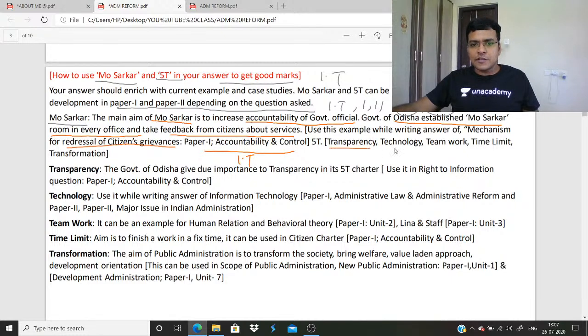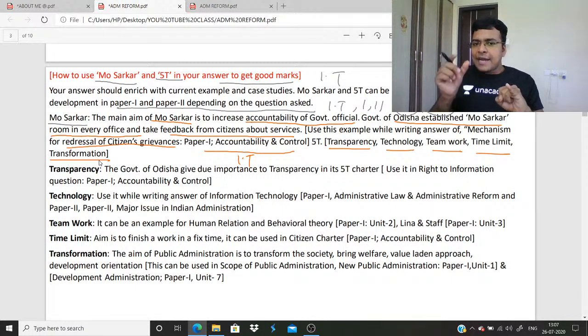So 5T is transparency, technology, teamwork, time limit and transformation. Just giving you the clue. IT has brought or increased transparency in government administration. You all know IT means technology. The Government of Odisha wants to use more IT and technology. IT promotes teamwork. For example, in every government office there is a WhatsApp group. What is the WhatsApp group? It is promoting teamwork. So IT helps in teamwork. Time limit is to finish a work in a proper time. This also IT helps.